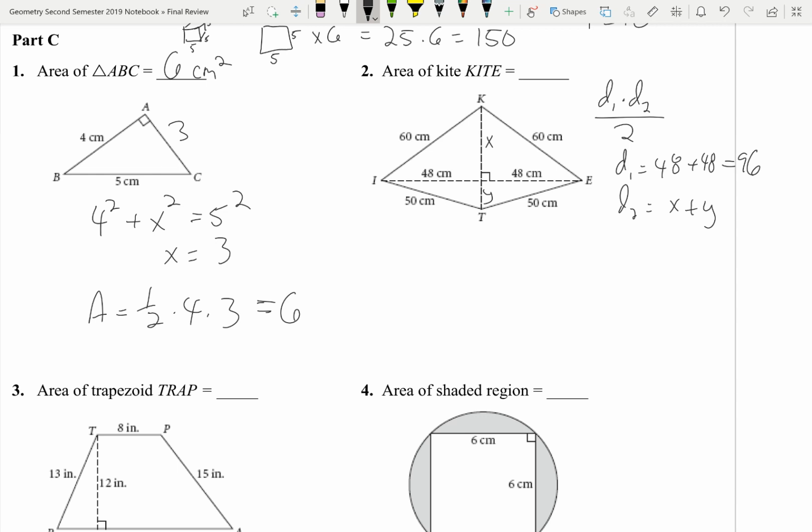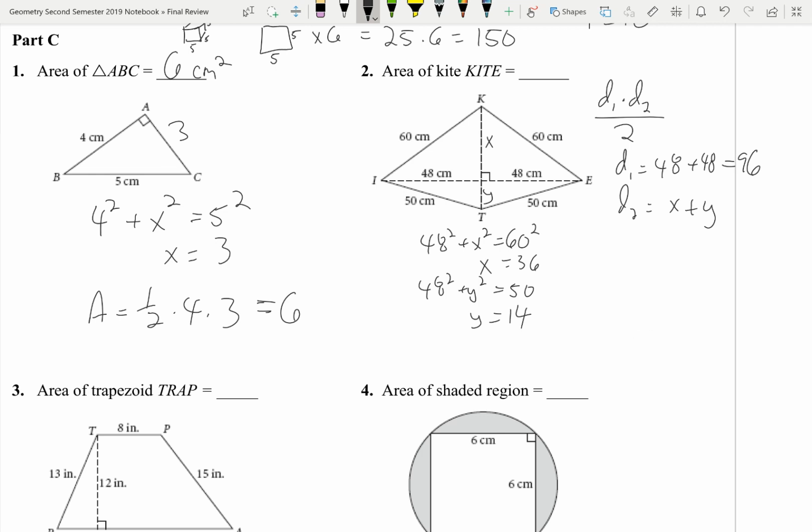So we have a right triangle, so we can do Pythagorean theorem, right? 48 squared plus x squared equals 60 squared. And when you solve that, x will end up being 36. And then we have 48 squared plus y squared equals 50 squared. Solve for y, you're going to get 14.